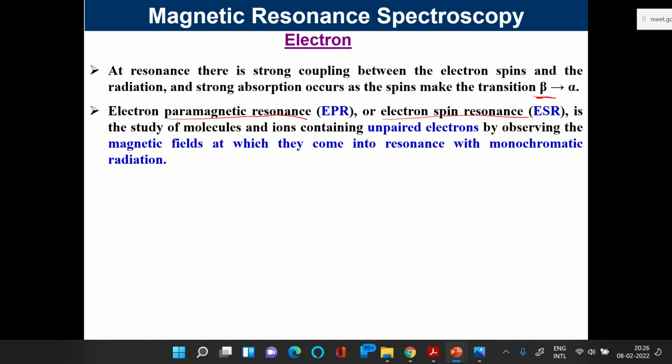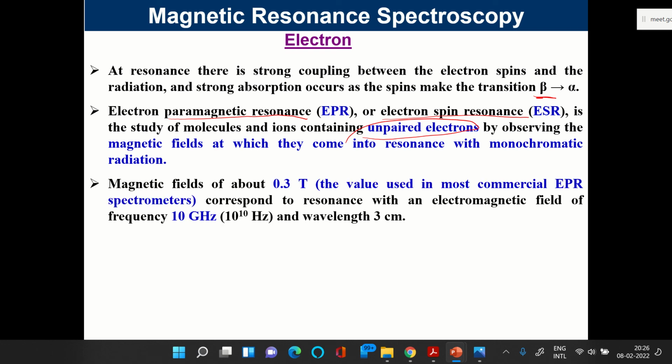Anything that has unpaired electrons will show absorption when observing the magnetic field. So you can learn about molecules if they have unpaired electrons by observing these kinds of transitions, absorption of light, absorption of the radiations.